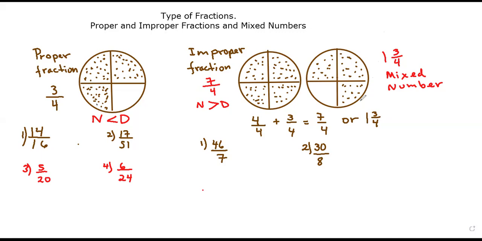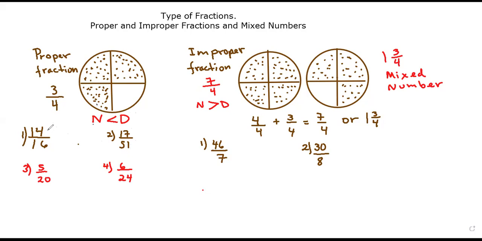I am Esther Orellana. Today, we are going to learn about the types of fractions: proper and improper fractions, and mixed numbers. We have some examples here. 3/4 is a proper fraction because the numerator is less than the denominator. So we have examples here, 1, 2, 3, and 4, and all of them are proper fractions.